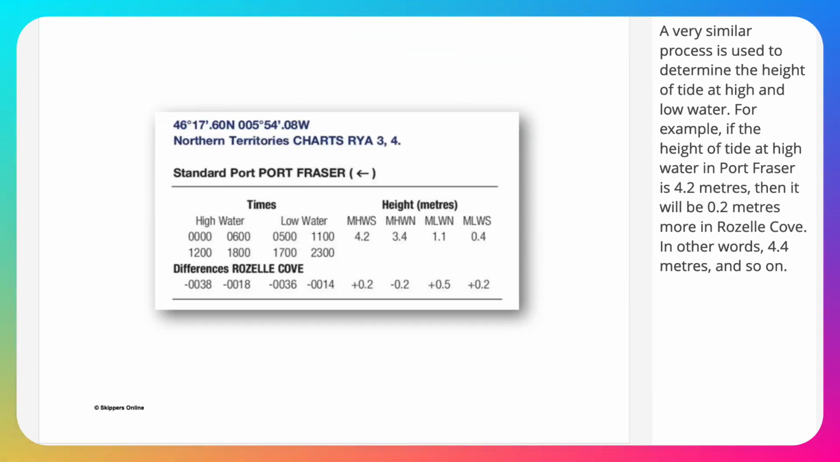A very similar process is used to determine the height of tide at high and low water. For example, if the height of tide at high water in Port Fraser is 4.2 meters, then it will be 0.2 meters more in Rozelle Cove. In other words, 4.4 meters, and so on.